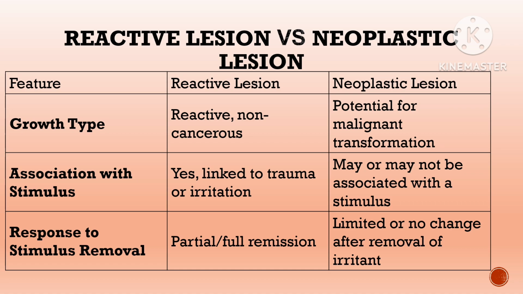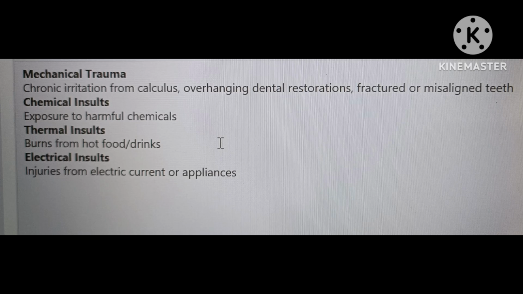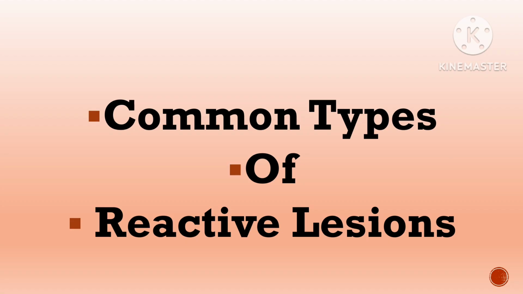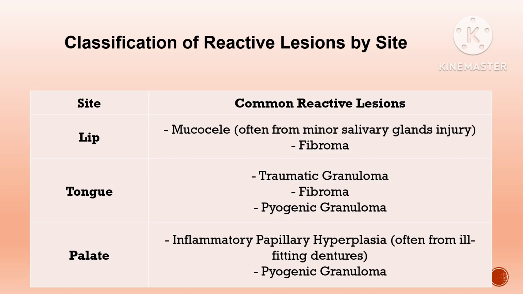It may or may not be associated with a stimulus and has limited or no change even after the removal of the irritant. Reactive lesion is a protective response of the tissue towards injury or chronic irritation. This may be in the form of mechanical, chemical, thermal, or electrical insults. We'll be discussing the common types of reactive lesion. They may be present on the gingiva, buccal mucosa, lip, tongue, or the palate. We'll be discussing each reactive lesion one by one.